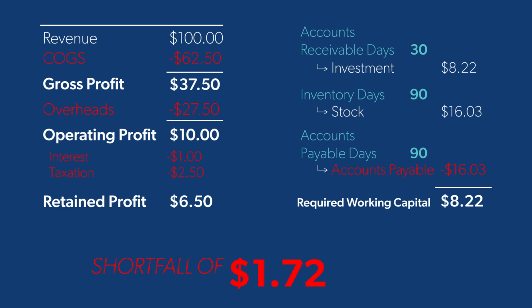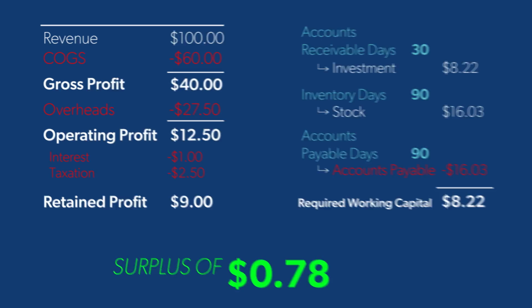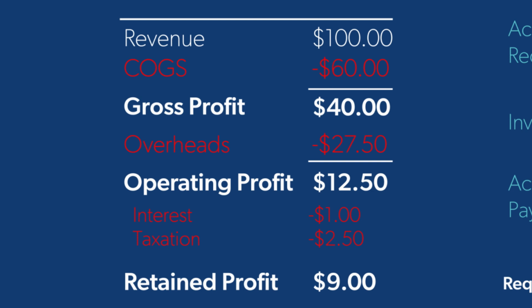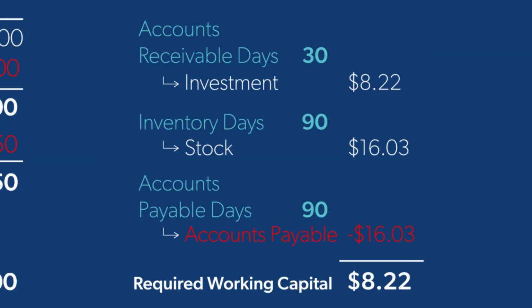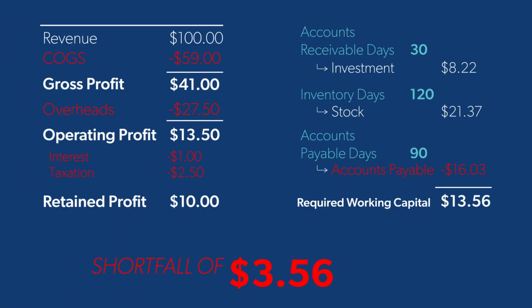So if we take that a step further and go back to the original plan, we can actually get better GP by buying in bigger quantities, we've discovered. So we've discovered we can reduce our cost of goods sold by $1. So reduce that to 59%, increase our gross margin to 41%, increase our profit to $13.50 or 13.5%, and our net profit to 10%. However, to do so, we need to increase our inventory days to 120. That's going to require an extra $21.37 investment in inventory, which means that our total investment of working capital to get that sale was $13.56. And we've actually ended up with a shortfall of $3.56.